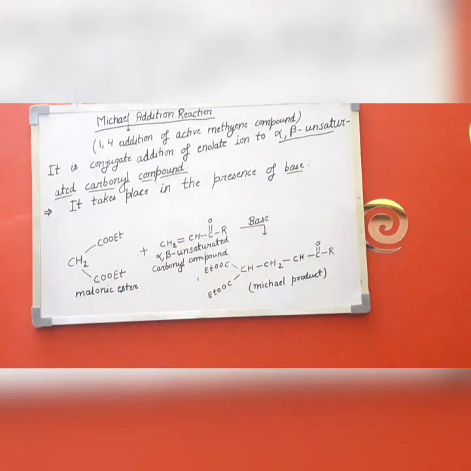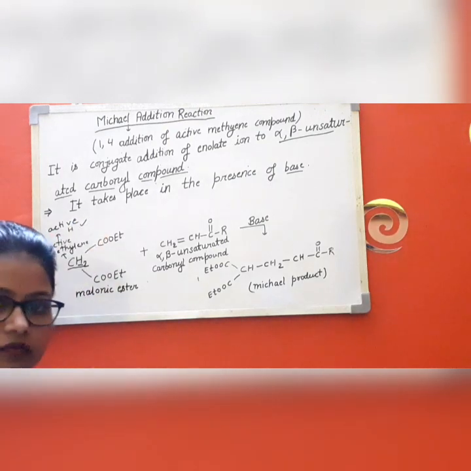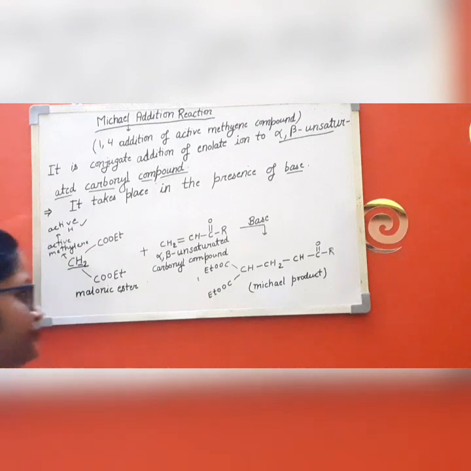So have a look. In the reaction, we take two reactants. First one is malonic ester. Malonic ester has the active methylene group. This is an active methylene group. This active methylene group has the active hydrogen, which is present here, and this active hydrogen is responsible for the generation of the stable enolate ion.